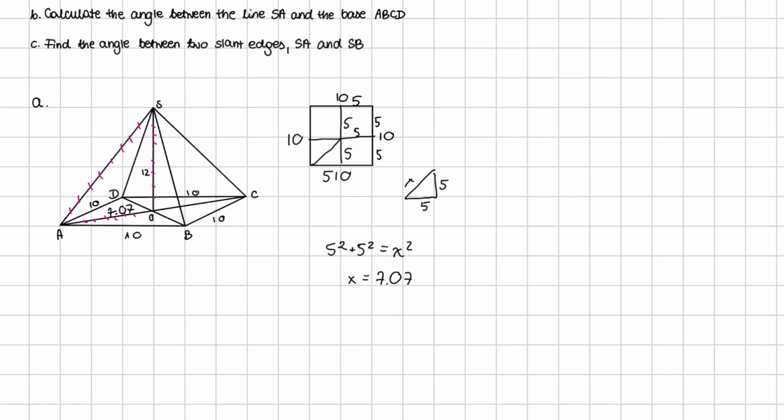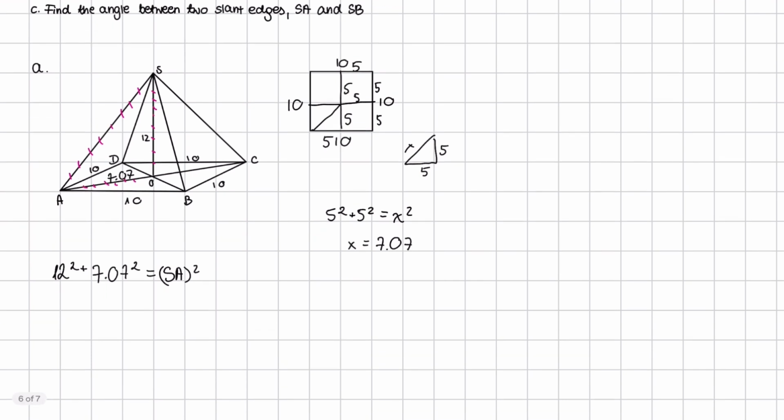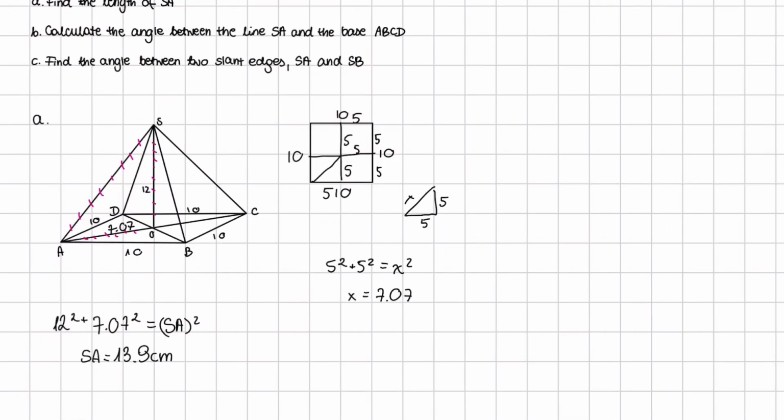So we have 12 squared plus 7.07 squared equals, we can denote it as SA squared in brackets, because this is our SA, so it works like the whole value, so in a bracket and squared. And this is our SA is 13.9 centimeters. B. Calculate the angle between the line SA and the base ABCD.